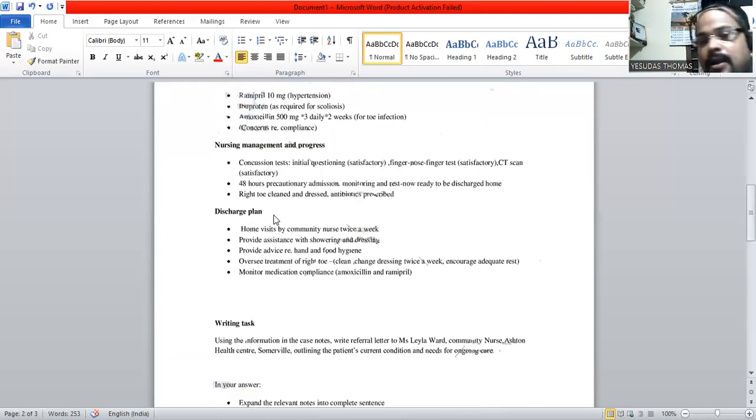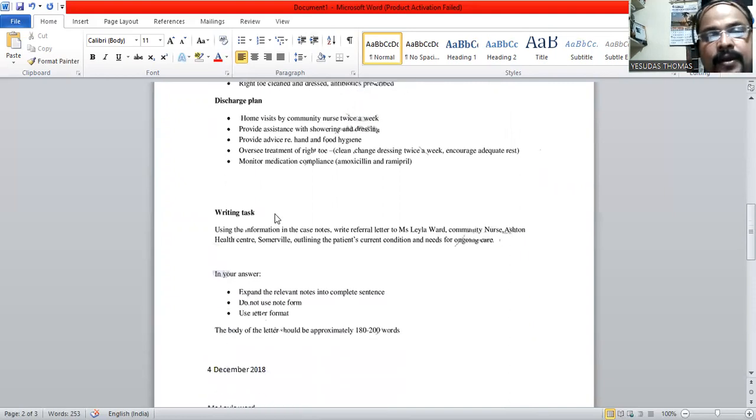Now we had a lot of tests there. We don't have any abnormalities there. Now she was there for 48 hours in observation. Right now you have found that she had an infection on her right toe. It was cleaned, dressed, and antibiotics prescribed. Now, what about the discharge plan?